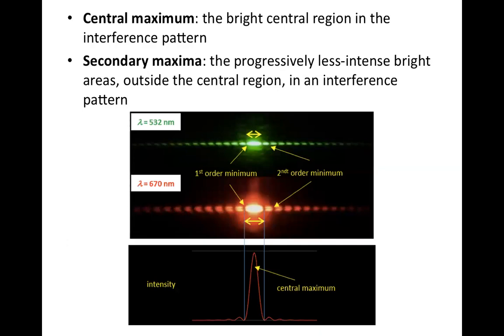So once again, the central maximum is the bright central region of the interference pattern here and here. And then the secondary maxima are the progressively less intense bright areas outside of the central region. So each one of these little bright flashes of light, those would be secondary maxima. So the bright spots are all maxima.